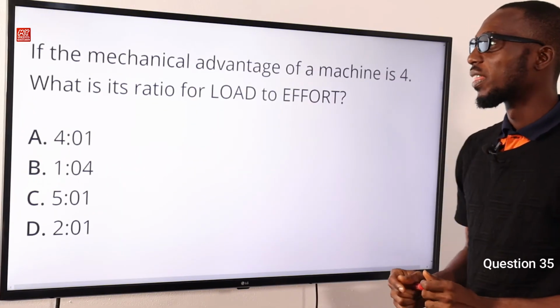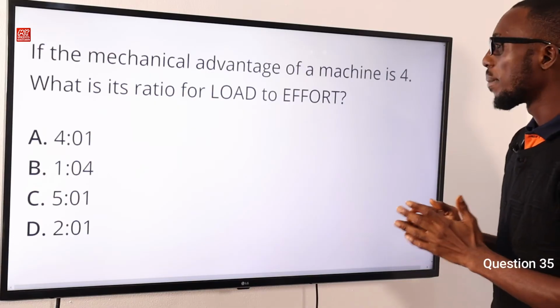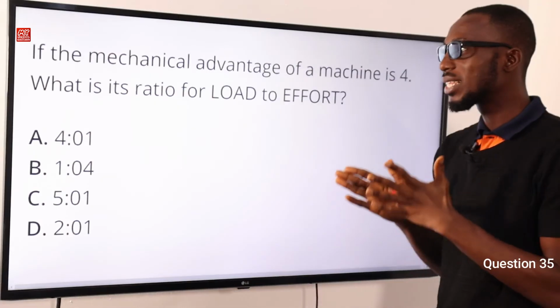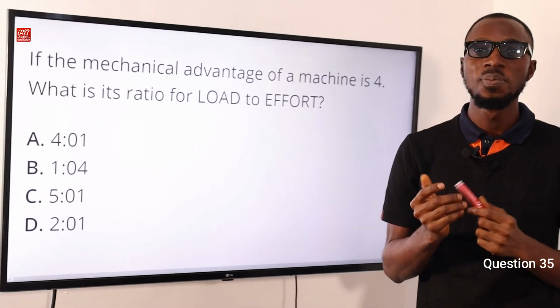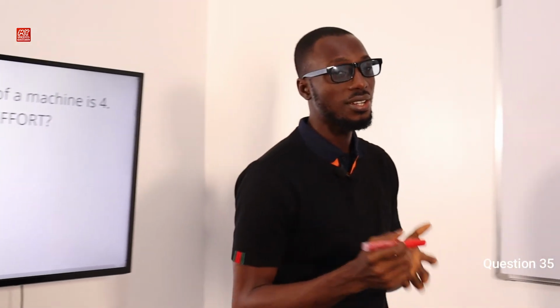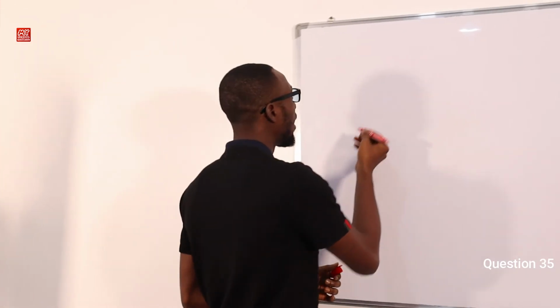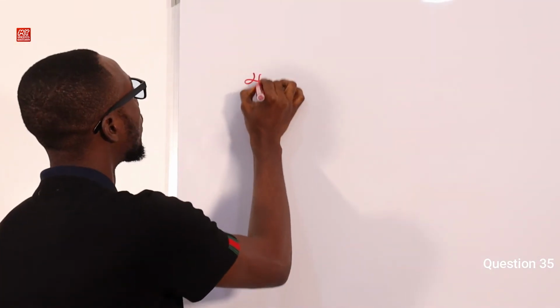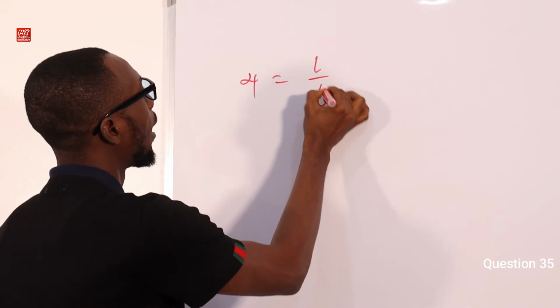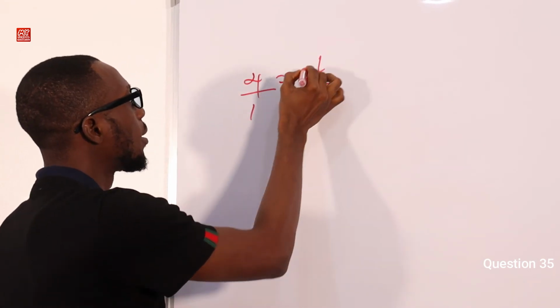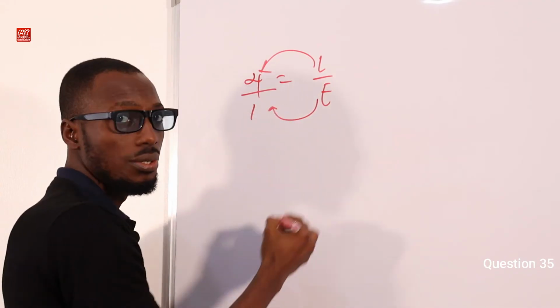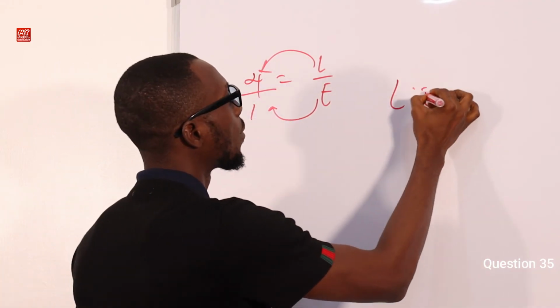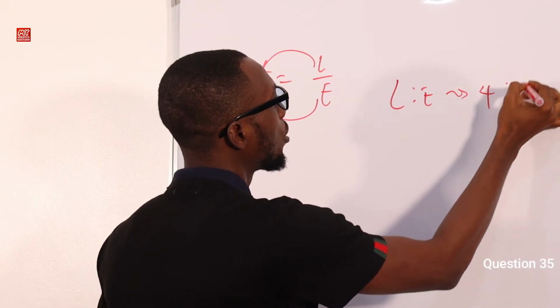35. If the mechanical advantage of a machine is 4, what is its ratio for load to effort? Okay, so remember that mechanical advantage is load over effort. So MA is load over effort, and we're given MA as 4 equals load over effort. So this is 4 over 1. Load is 4, effort is 1. So load ratio effort will be 4 ratio 1.